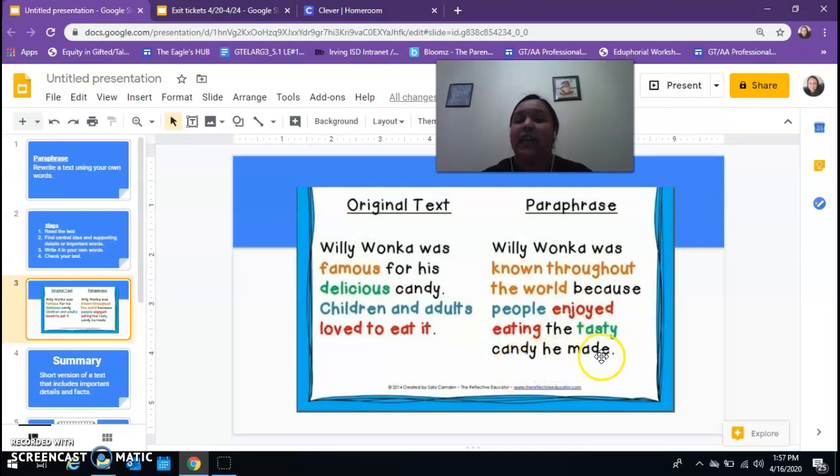The tasty candy he made. Instead of saying delicious, we just use tasty. But it still has the same meaning. So that's all I'm doing when I'm paraphrasing.